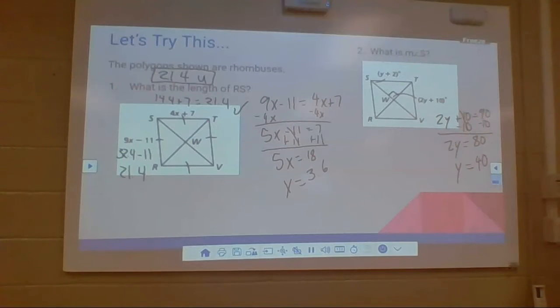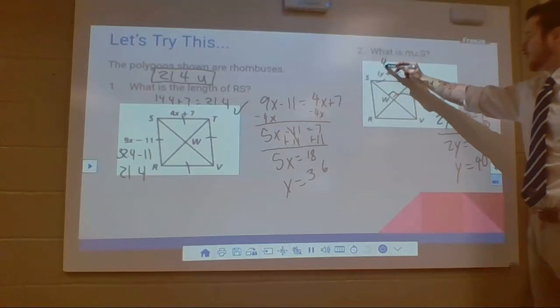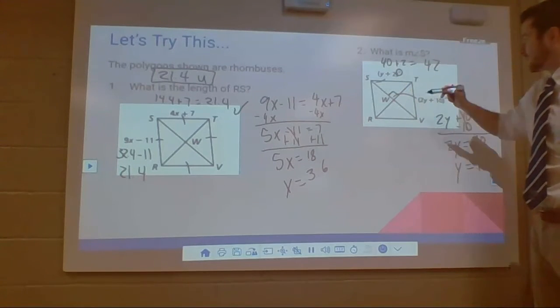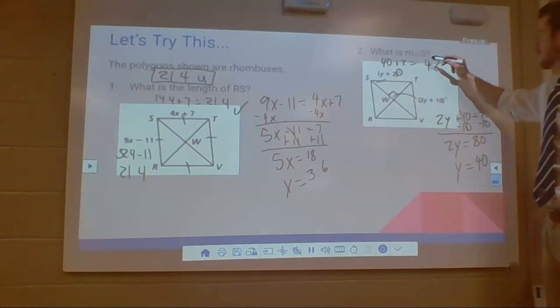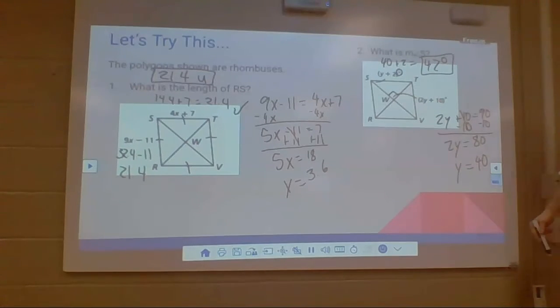Well, now that we have found y, just by knowing that this is 90 degrees, we're going to substitute it back here. 40 plus 2 equals 42, and then don't forget this degree sign here, 42 degrees. The measure of angle S is 42 degrees.